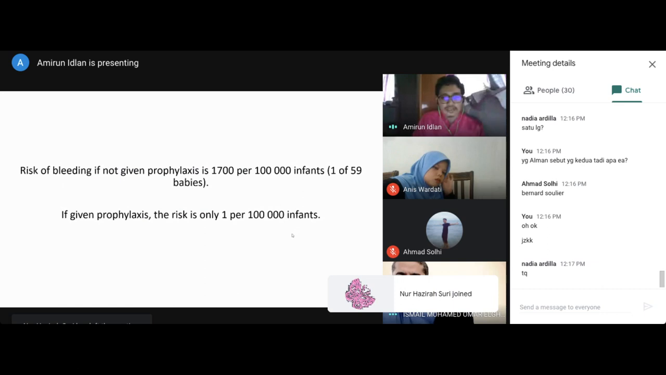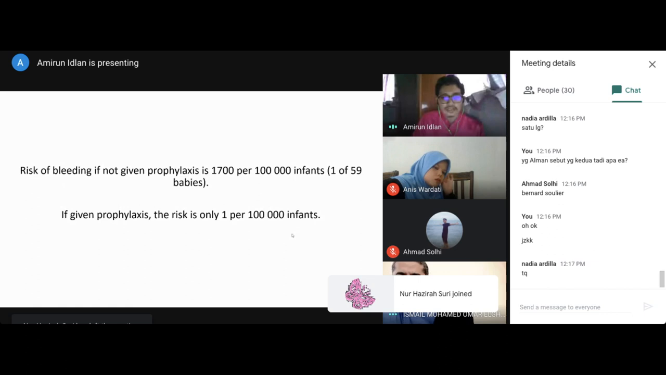So classification. Vitamin K deficiency bleeding can be classified into early onset, classic onset, and late onset. It's based on the age of onset. For early onset disease, it is 0 to 24 hours. Classic onset, 2 to 7 days, the first week of life. Late onset, after the first week until 6 months. And this is the common site of bleeding. What we are afraid of for early onset is that it involves intracranial bleeding. And then those are the other common sites.